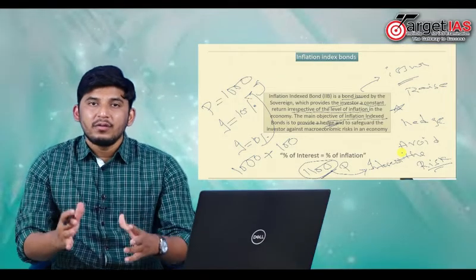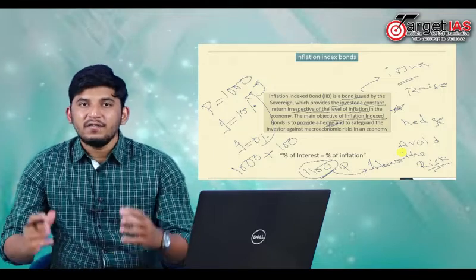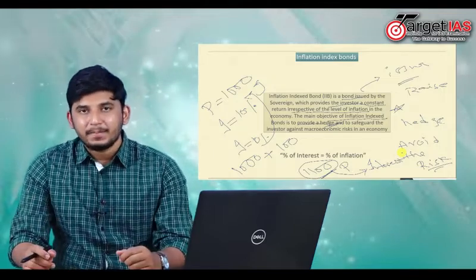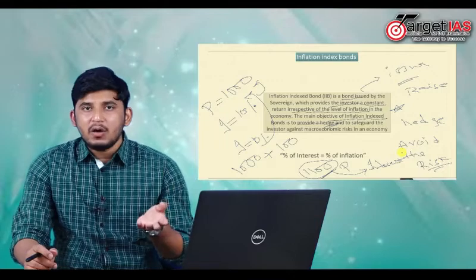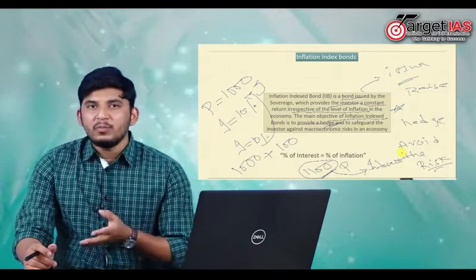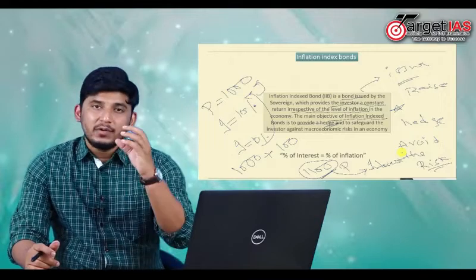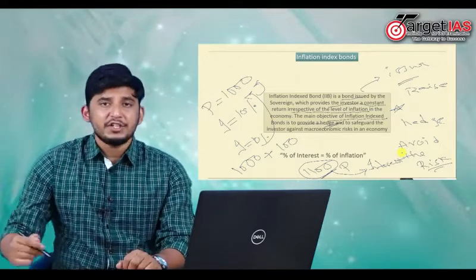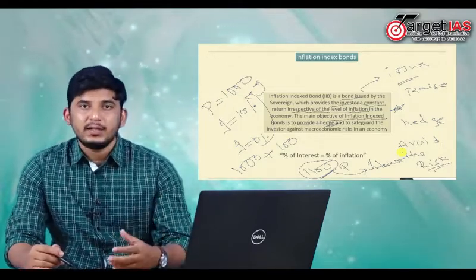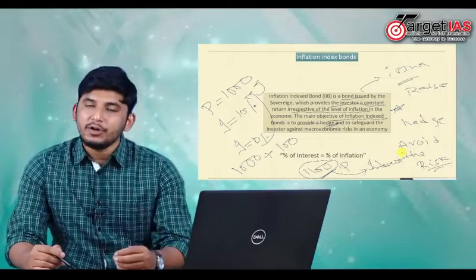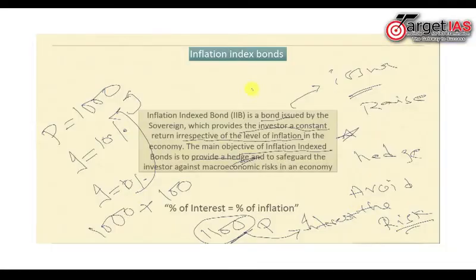It is good for the investors because inflation has been added. If inflation is rising in tandem with the interest, your purchasing power will be reduced. So inflation has to be added to the principal, then you will get a much better return on your investment. This is important. This is a benefit to the investors. So that is about the inflation index bonds.